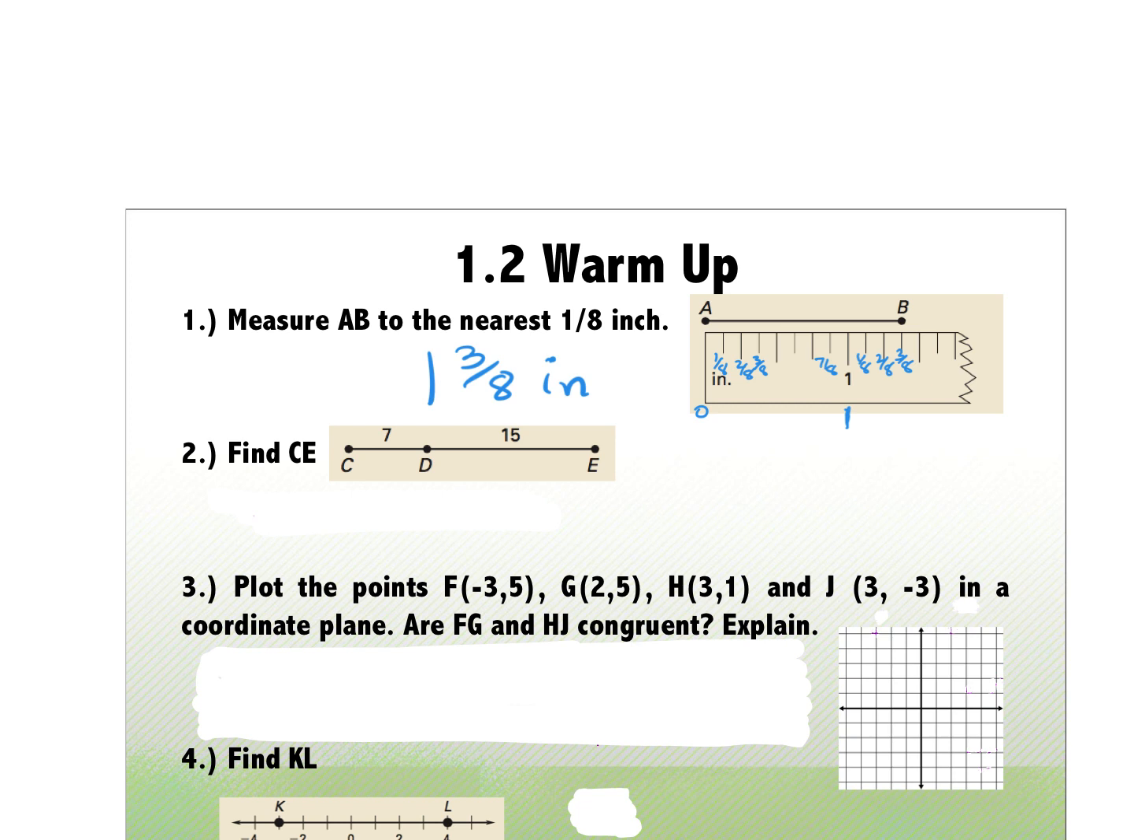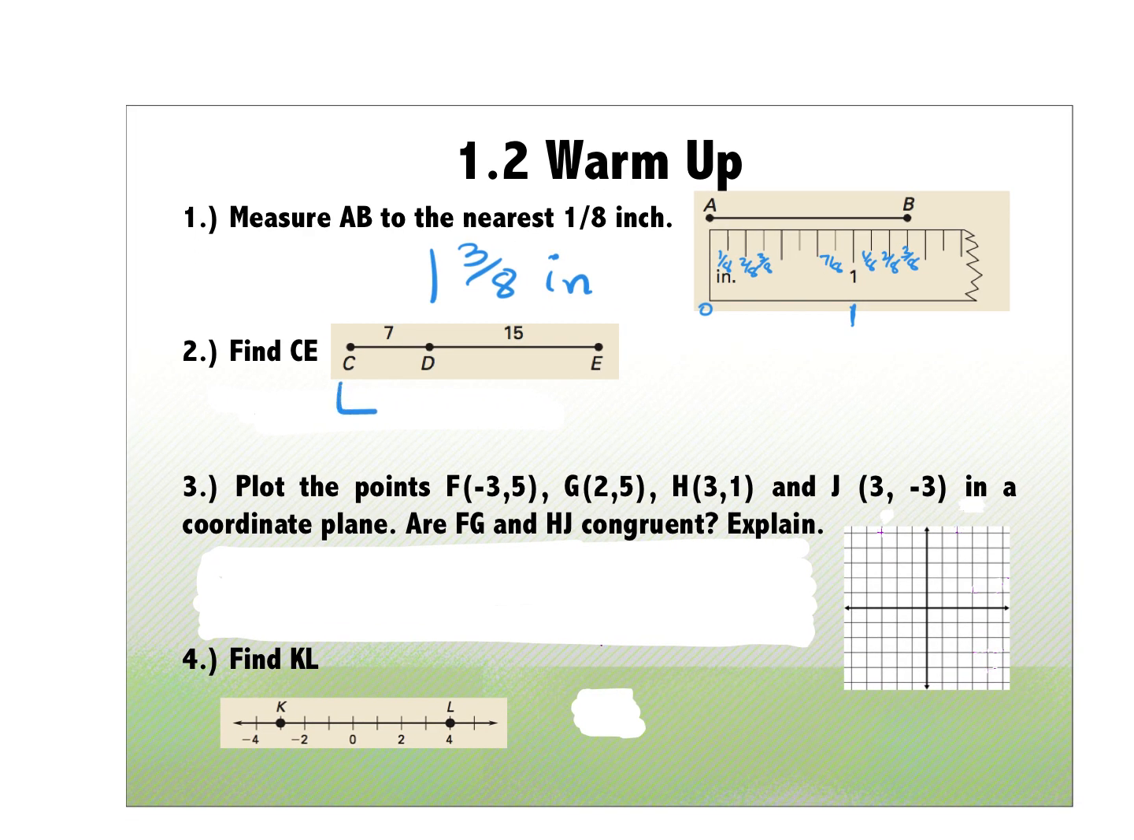For the next one, it wants us to find the length of CE. So this is where I can use my segment addition postulate, and I know that I can add the little piece of CD to the other little piece of DE and get the length of the whole segment. So all I have to do here is do 7 plus 15, and it equals 22. My advice to you is on the quiz tomorrow, show what you're trying to add. Because if you make a careless mistake, I can at least give you partial credit that you understood that you were supposed to add 7 plus 15. But let's say when you added it, you got 21, at least I can give you a few points just by showing what you tried to do.